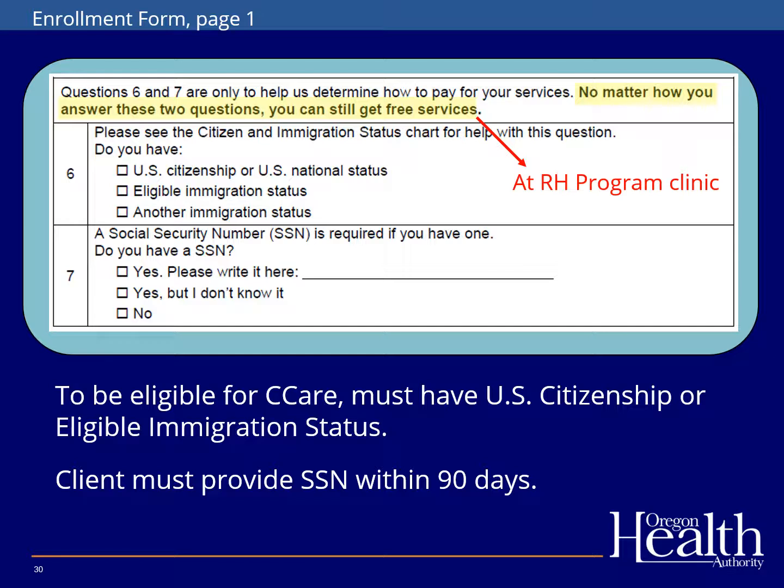Because CCare is a Medicaid waiver program, clients must either have U.S. citizenship or eligible immigration status, and they must provide the Social Security number within 90 days of enrolling. If a client has another immigration status and/or doesn't have a Social Security number or cannot provide it within 90 days, you should refer them to your local full RH program clinic. So let's talk about what these terms mean.